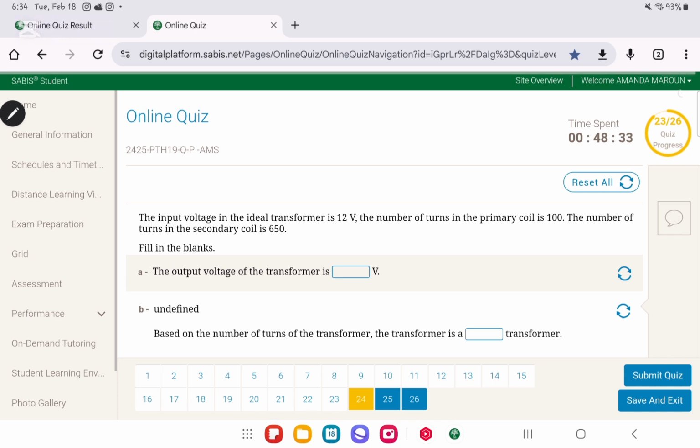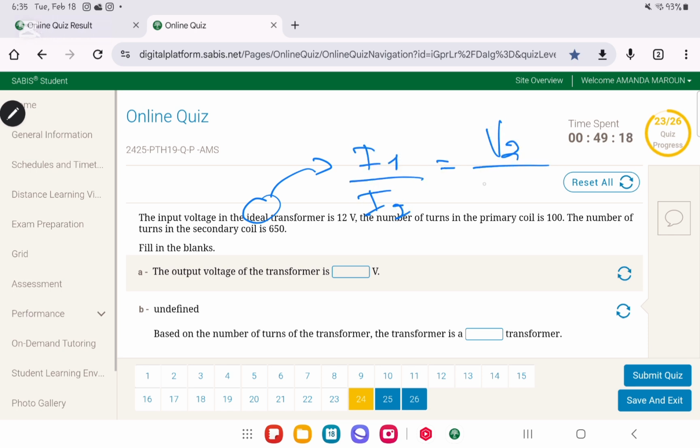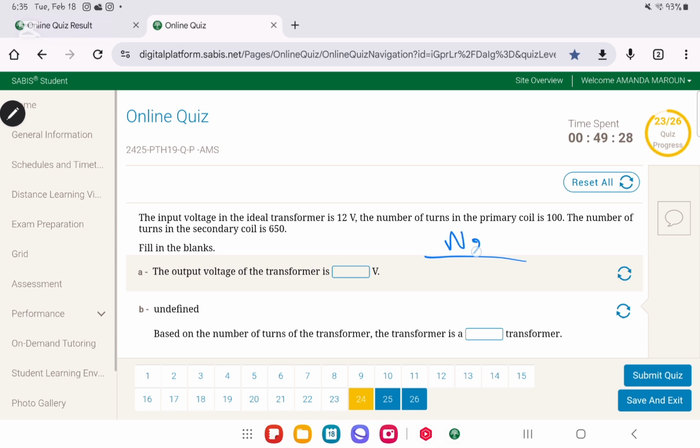We move on to question number 24. The input voltage in the ideal transformer is 12 volts. The number of turns in the primary coil is 100 turns. The number of turns in the secondary coil is 650 turns. Now pay attention, they said an ideal transformer. When they say ideal transformer, that means we can use the equation I1 over I2 is equal to V2 over V1 is equal to N2 over N1, but in this case, they need the output voltage of the transformer, very simply. N2 over N1 is equal to V2 over V1.